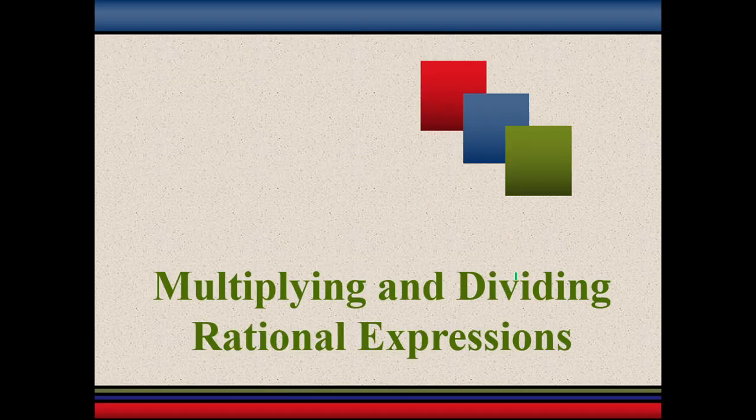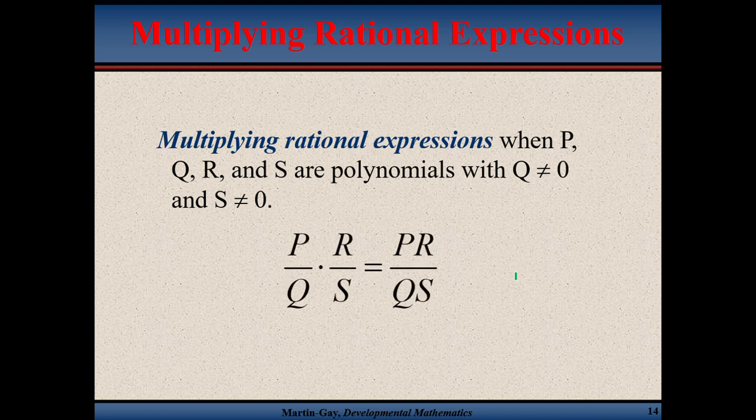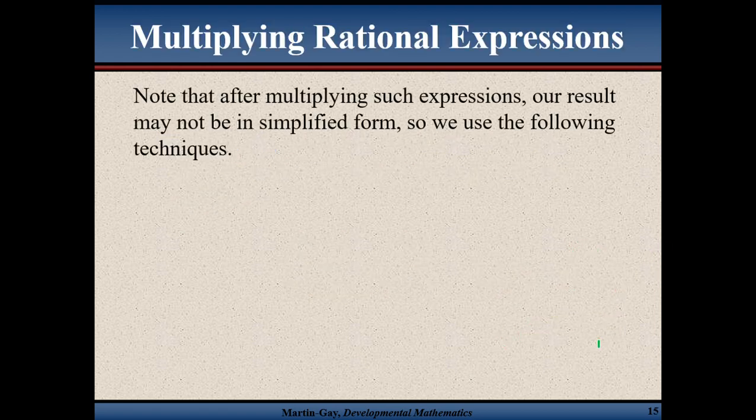Paano naman daw yung multiplying and dividing rational expressions? Ayan, so we have multiplying rational expressions when P and Q, R and S are polynomials with Q is not equal to 0 and S is not equal to 0. So, ayan. Kailangan dito mga hindi 0, kasi kundi ma-undefine yan. So, note that after multiplying such expressions, a result may not be in simplified form. So, we use the following techniques.